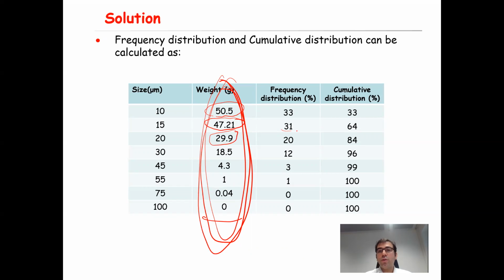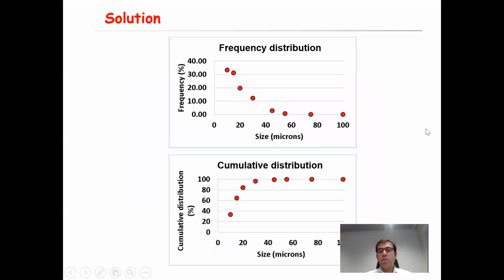For the cumulative distribution, the first one is 33. The second one will be the summation of these two, 33 plus 31, that is 64. The third one will be the summation of these three, that will be 84. The fourth one will be the summation of these four: 20 plus 12, 32, plus 31 is 63, plus 33 will be 96, and so on. That will be your cumulative distribution, and then you can plot them in an Excel file.